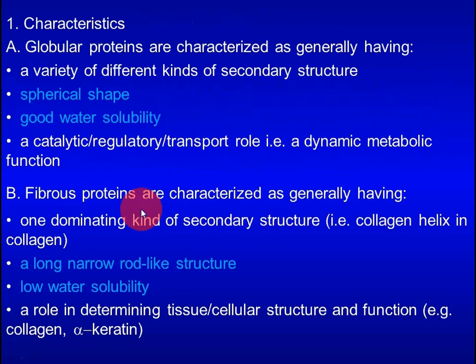Globular proteins have several key features, including spherical shapes and good water solubility. Fibrous proteins, on the other hand, have different features. For example, typically they have a long, narrow rod-like structure, and they have low water solubility.